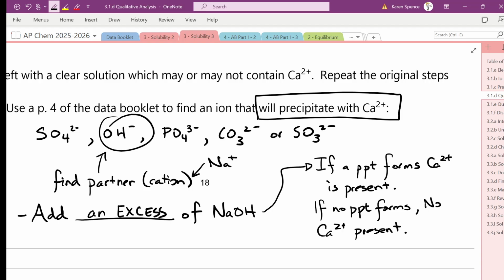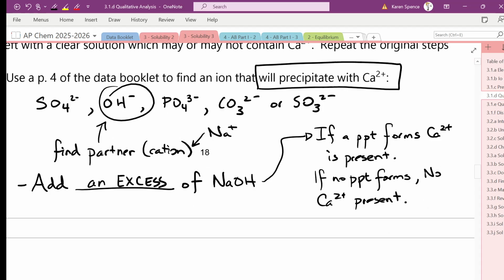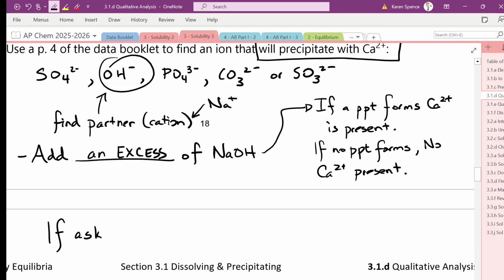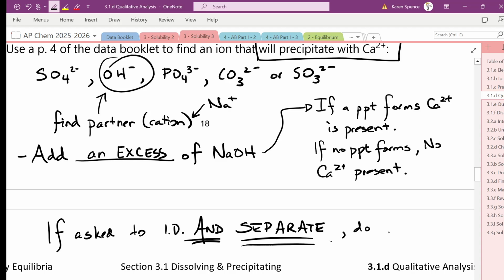Now, if it asks you to determine which ions are present and separate them all, at that point you would want to do another centrifuge and decant so you could get the solid. But if it just says identify the ions, you can just stop right there. Does that make sense? Okay. So if it asks you to identify and separate, then you would do another centrifuge and decant. If asked to identify and separate, do another centrifuge and decant.